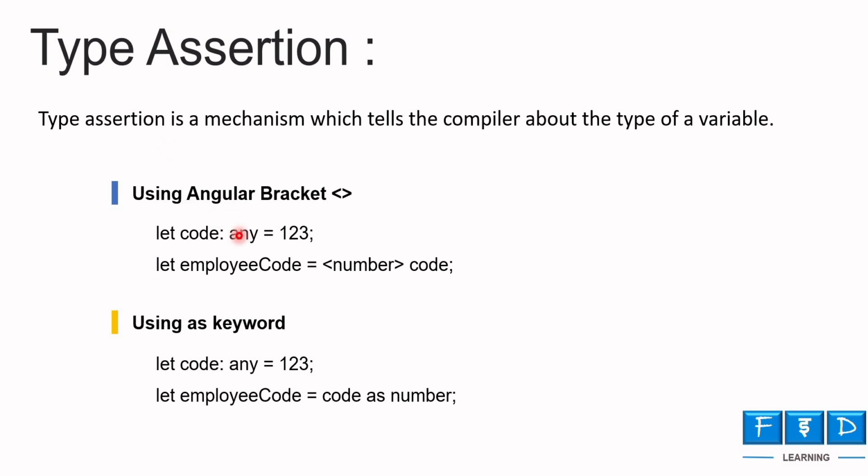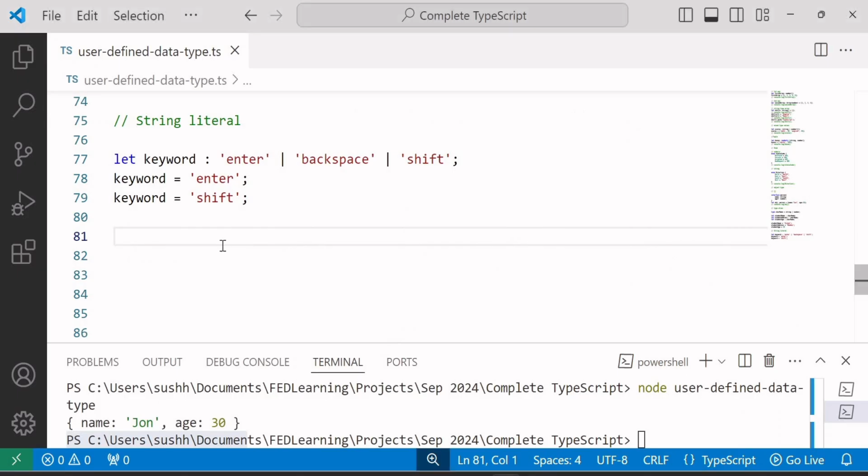TypeScript provides two ways to do type assertion. First is using angular brackets and second is using the as keyword. Here you can see how to do type assertion with angular brackets. Inside the angular brackets, we have to specify the type of the variable, that is number. Using the as keyword means we have to write the as keyword between the name of the variable and the type, like code as number. We'll see the same example in Visual Studio Code.